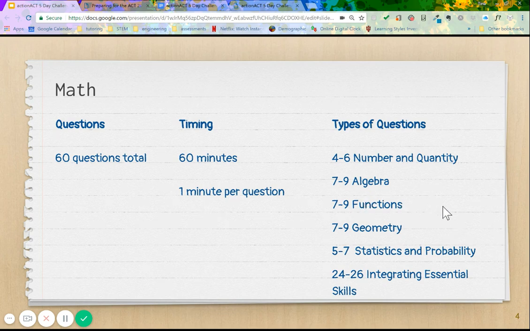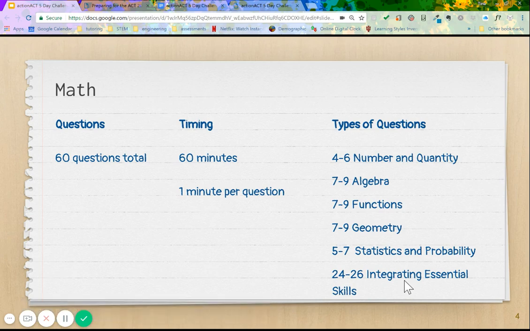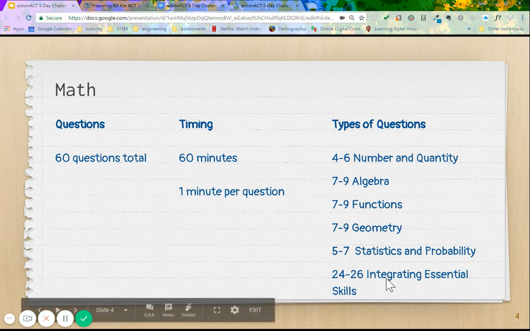You're going to have 7 to 9 questions that are on function. You're going to have a couple statistics and probability questions. And then these 24 to 26 integrating essential skills questions is where a lot of the pre-algebra and the coordinate geometry, so the slope, that kind of stuff, all falls under the integrating essential skills.